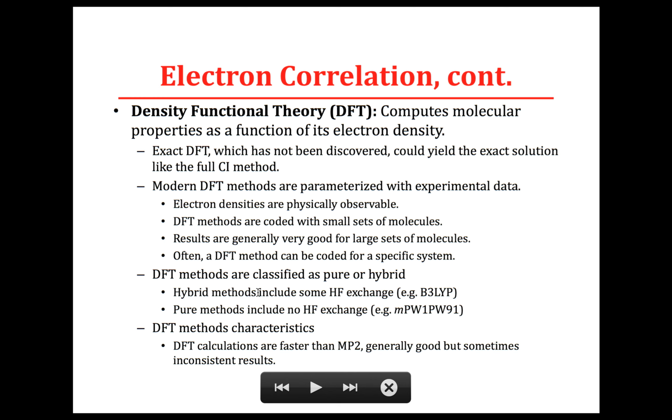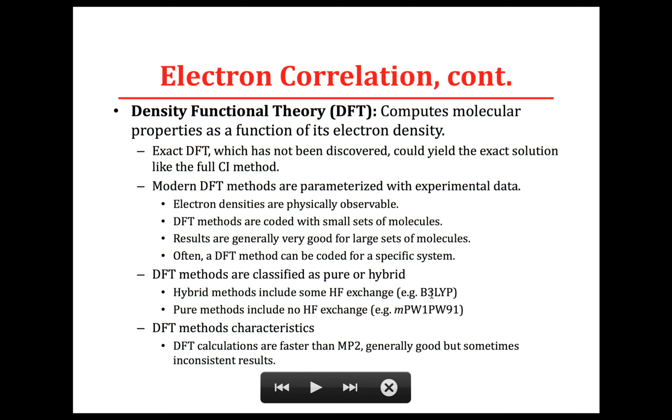DFT methods can be characterized as hybrid or pure. Hybrid includes some of the HF exchange. Pure methods do not include the HF exchange. An example of a hybrid method that's relatively popular is B3LYP. An example of a pure method that's relatively popular might be MPW1PW91. And a real basic introduction to DFT would be that you have an exchange term that comes first. B3 is the exchange functional, and LYP would be the correlation functional.